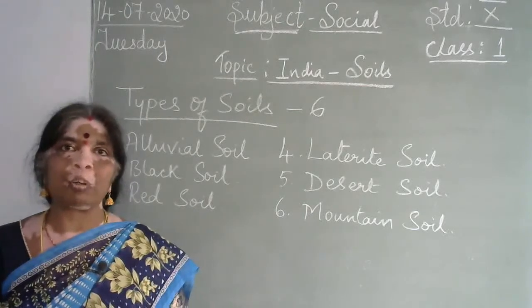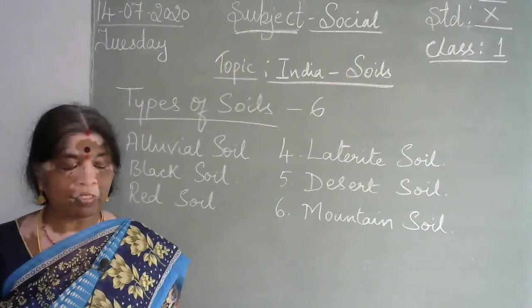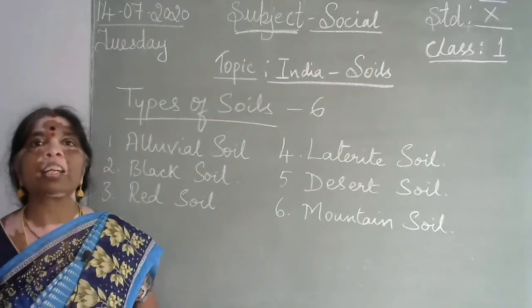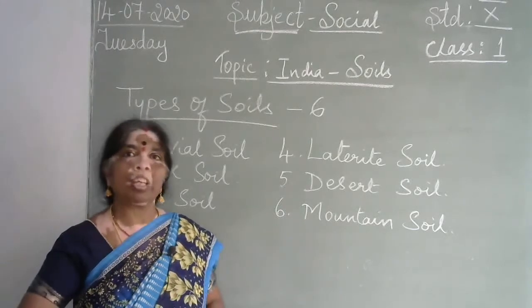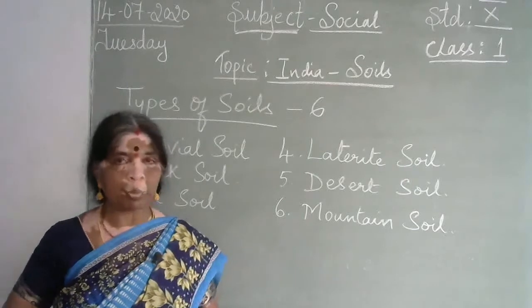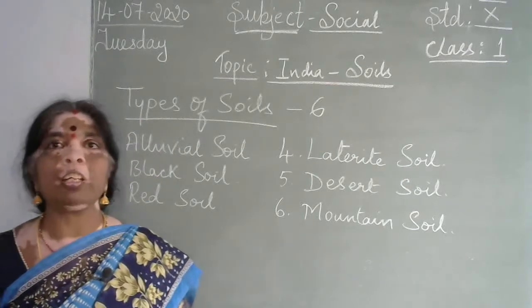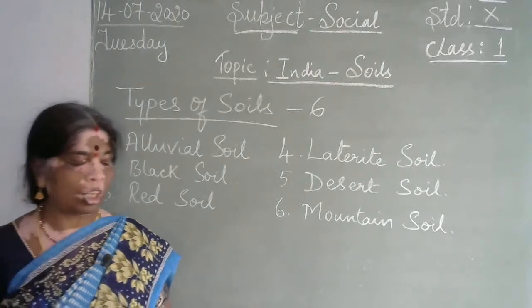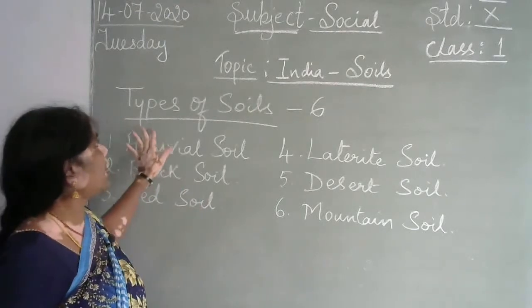Natural means it is from nature. Why do we call it a natural resource? Because it is very important for agriculture, and agriculture is the main occupation of India. Agricultural production is basically dependent on the fertility of the soil.